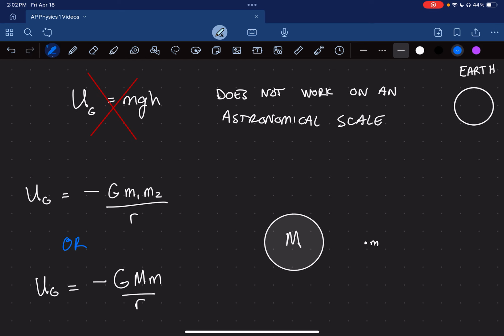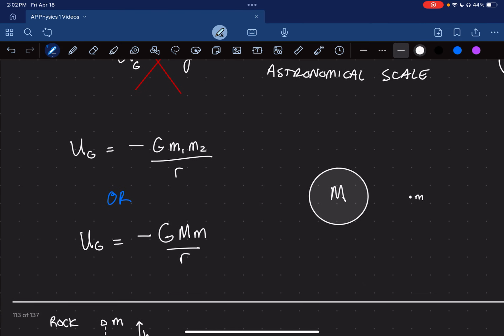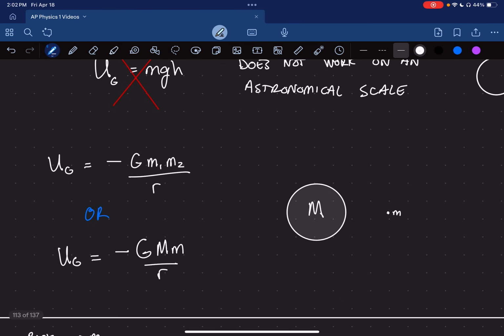Just as we get started here, can gravitational potential energy ever be zero with this equation? You would think G is positive, masses are positive, they're not negative, and distance is positive. So how do you get a zero out of this equation? Could you ever get a positive number out of this equation?